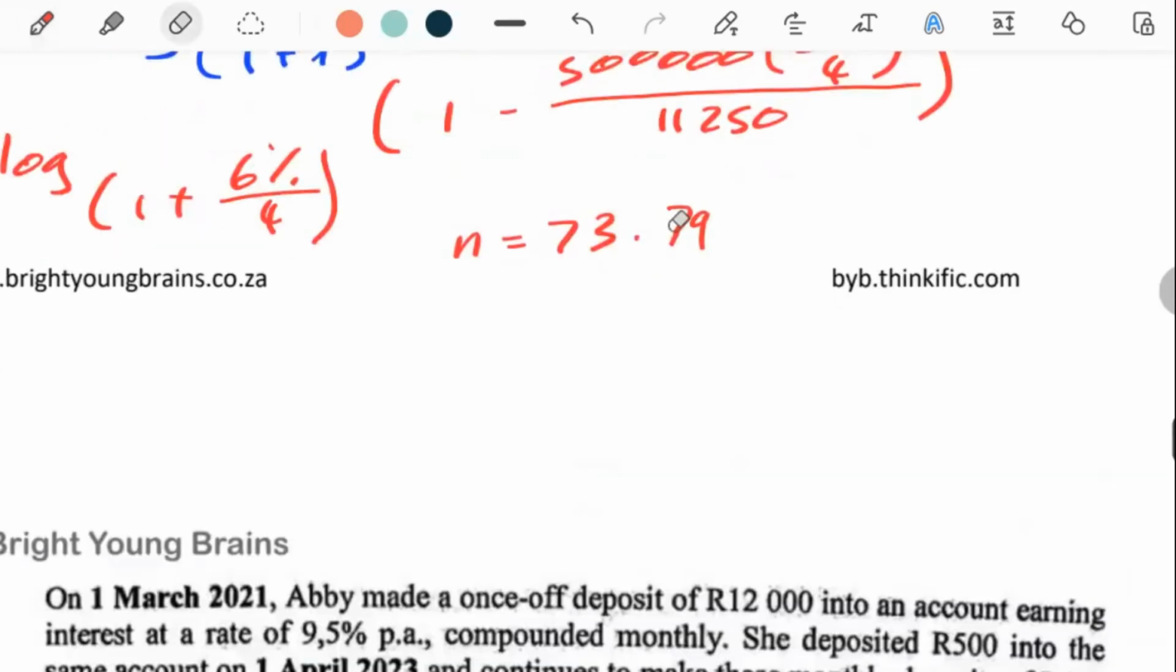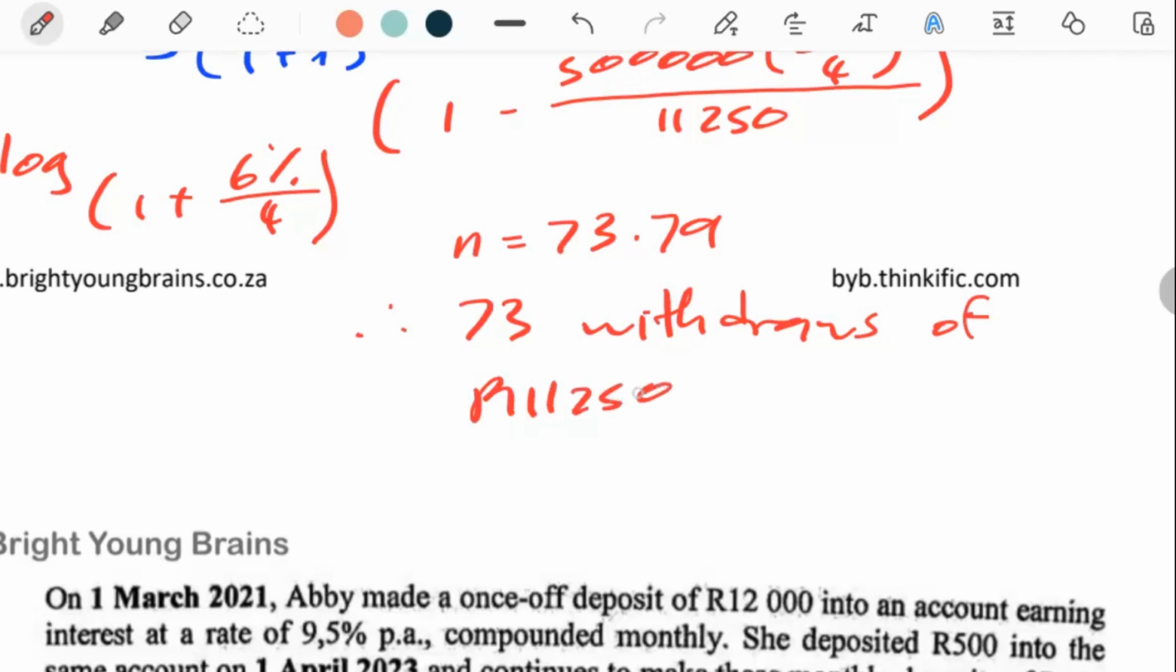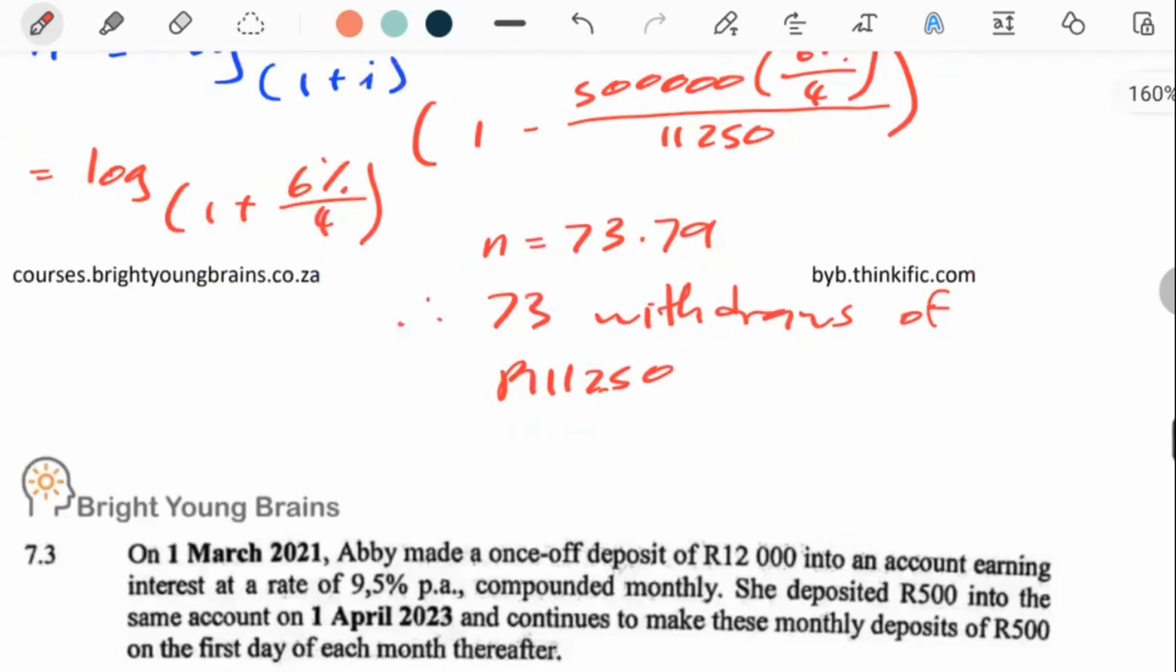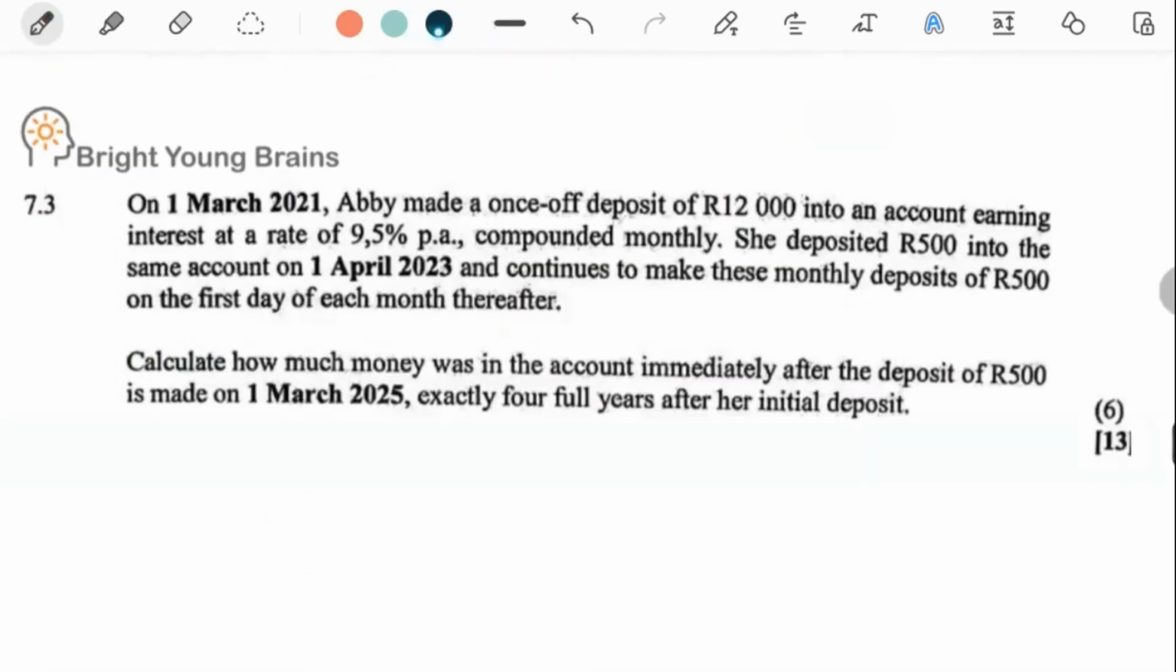73.79, right? However, just right better. So in this case, since this number is way above 73, leaning more towards 74, you can say here, therefore, fortunately, even though the number is leaning towards 74, you would want to say, therefore, 73 withdrawals of 11,250, because the 0.79 here tells us that the last withdrawal will be less than 11,250.